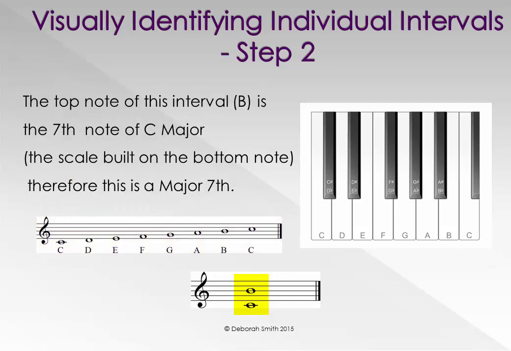In the given interval, if we count up beginning on C and ending on B, we will get the number 7. As the top note of this interval, B, is the 7th note of C major, this interval is a major 7th.